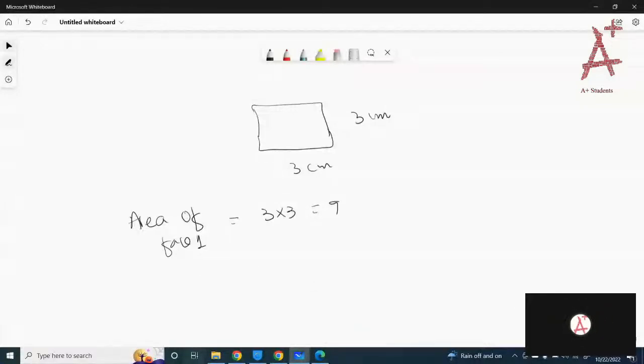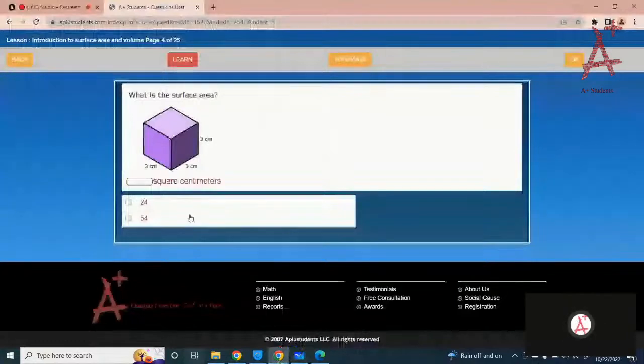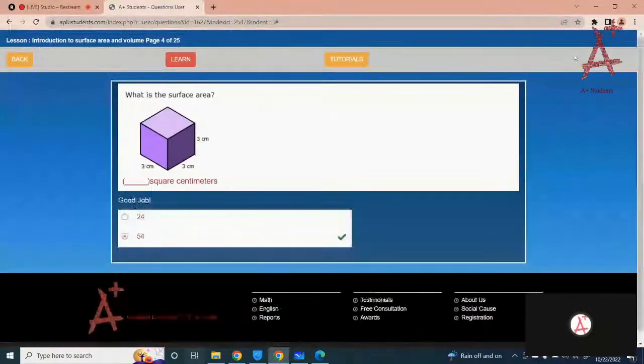The cube has 6 faces. So the area of the cube is 9 times 6, the area of one face times 6, which is 54 square centimeters. Got it? So the correct option is 54. Just select the correct option and then click on the OK button.